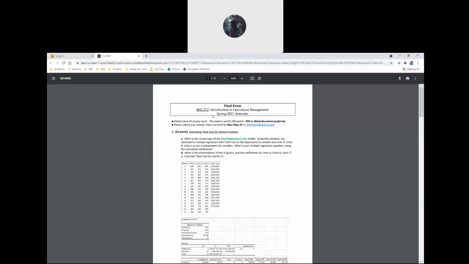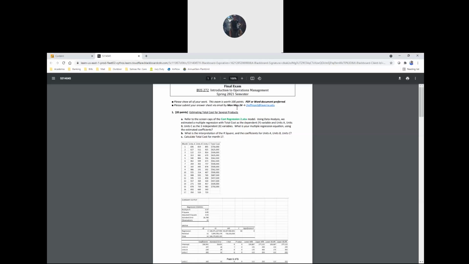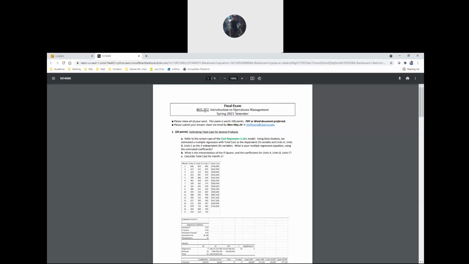All right, so here it is. Here's your final exam. Show all your work. That's worth 100 points, the same weight as the two midterms. And if you could email me a PDF or a Word document like you did with the previous test, that would be preferred. Prepare your answer sheet as a PDF or Word document if you can do that.